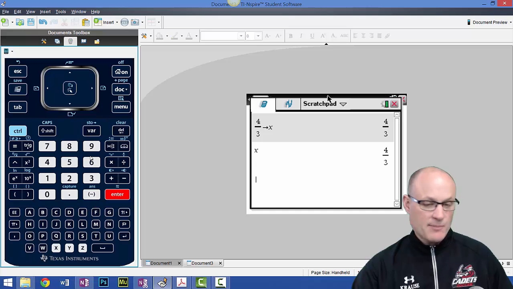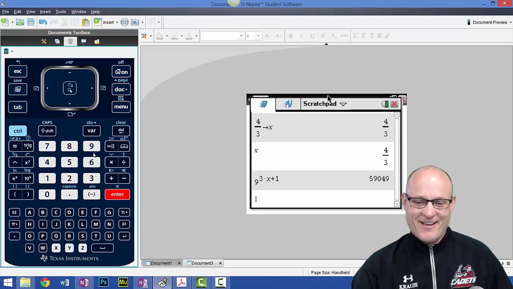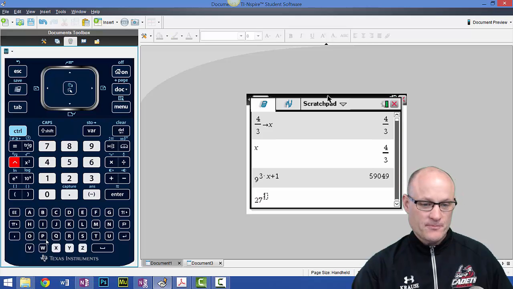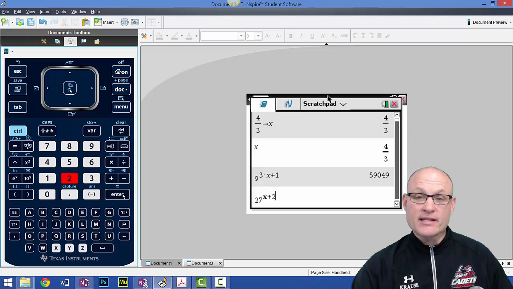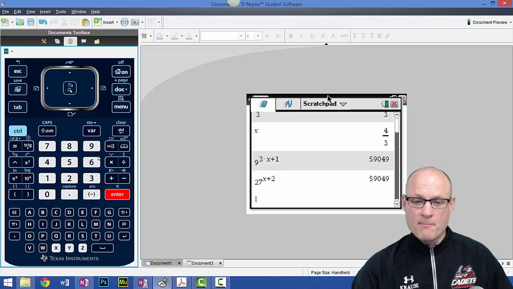So I'm going to type in the original. The original was 9 raised to the 3x plus 1. And with that, I get 59,049. I've been doing this too long. Now we're going to try 27 raised to the x plus 2. And if I did it correctly, I get the exact same answer. Bam! Now, so you could have cheated.